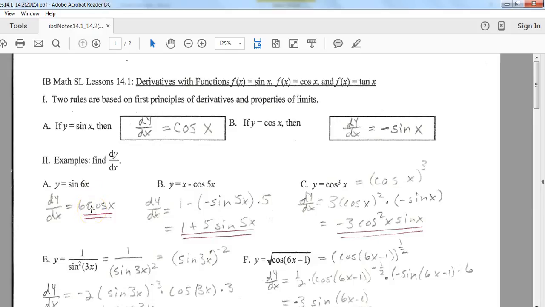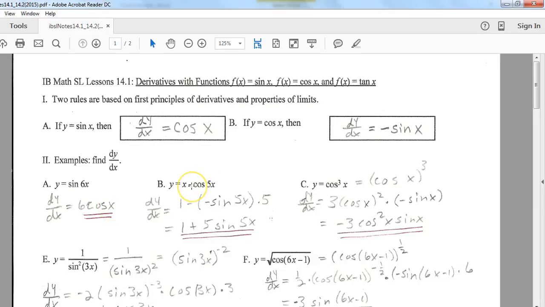So two things going on here. One is that the derivative of sine is cosine. So we get the cosine of 6x, times the derivative of the interior function. So the derivative of 6x is 6, and so we also have to multiply by 6. So this should read 6 cosine 6x.